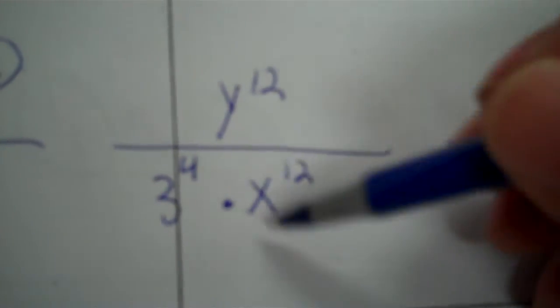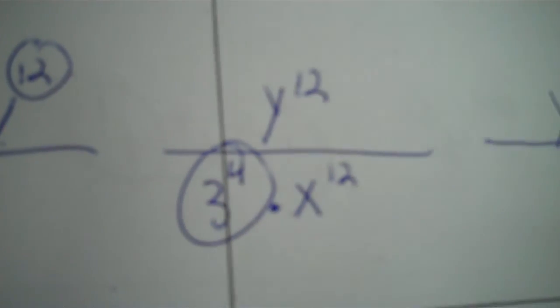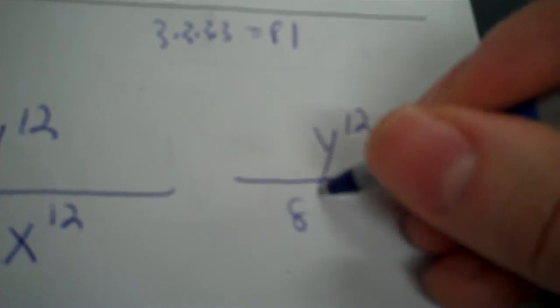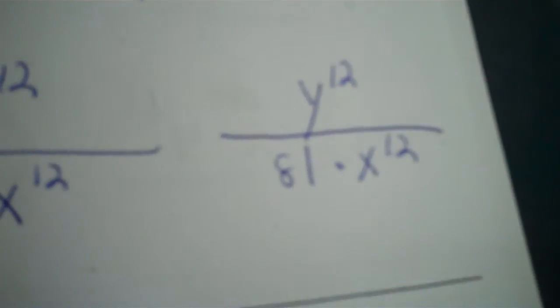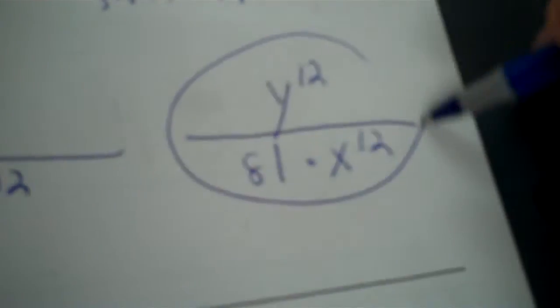Okay, out of these exponents, I can only simplify the 3 to the 4th. You can't simplify anything on top, but the 3 to the 4th can be simplified. That's 3 times 3 times 3 times 3, and that's 81. So this becomes 81. This cannot be simplified. Anything you can multiply? I don't think so, because the only thing I have multiplying is 81 times x to the 12th. Since I don't know x, can't do that.